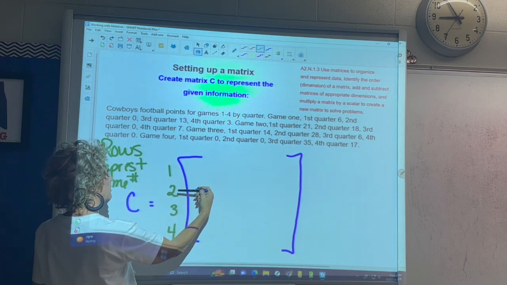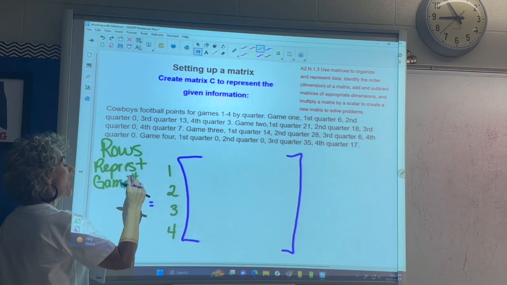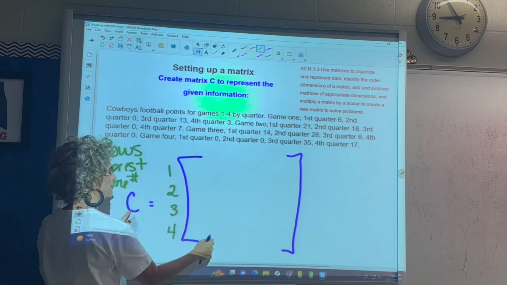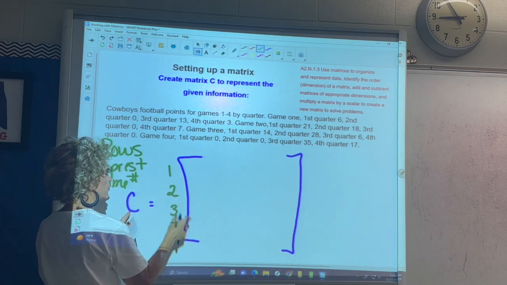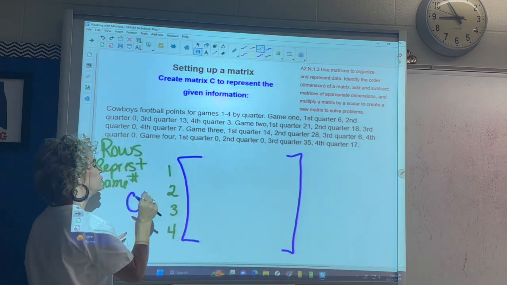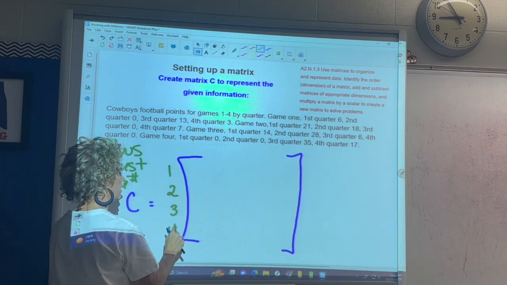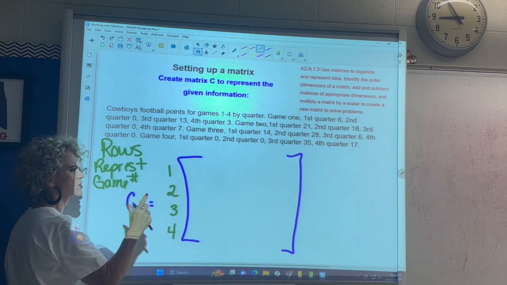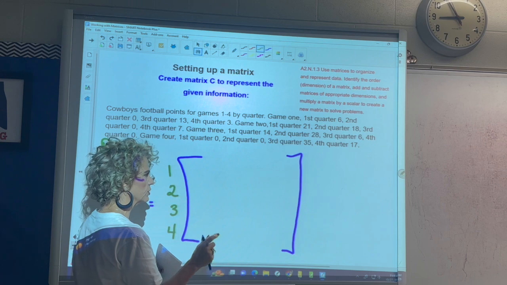Game number 1, game number 2, game number 3, game number 4. I would not have anything in between C and equals and my first part of the matrix. I just numbered them for your purposes. Again, we do not number these when we're creating the matrix. And I will erase those at the end so you can see what the actual matrix should look like.